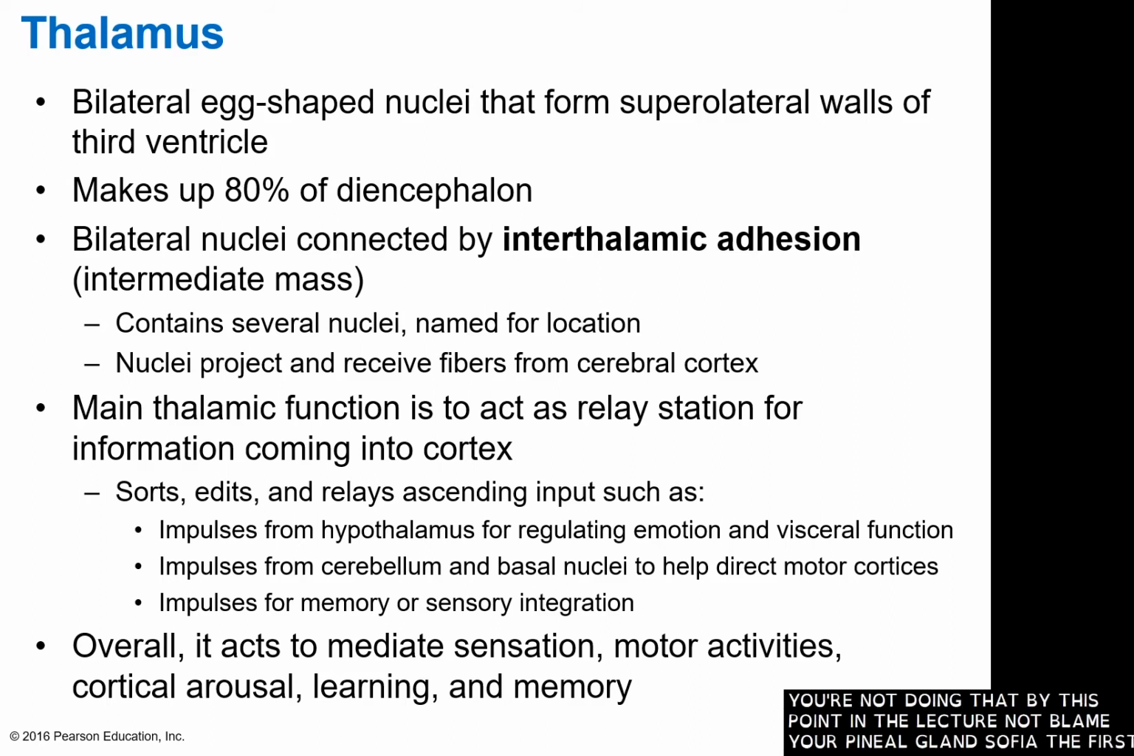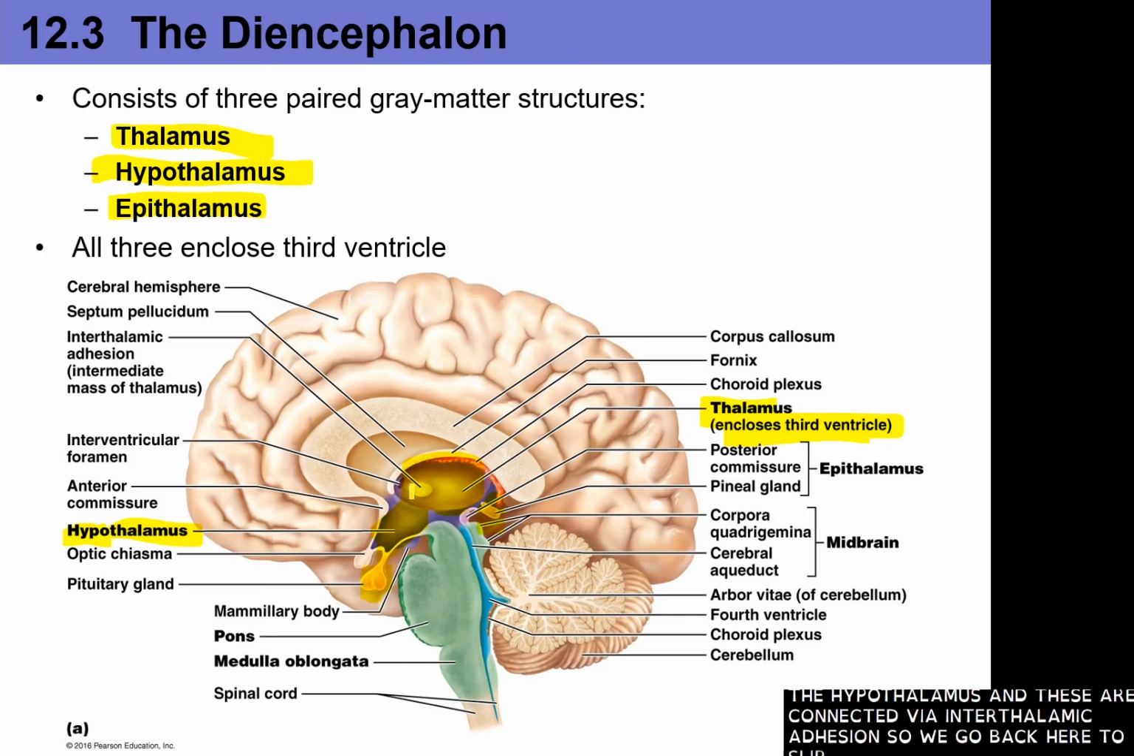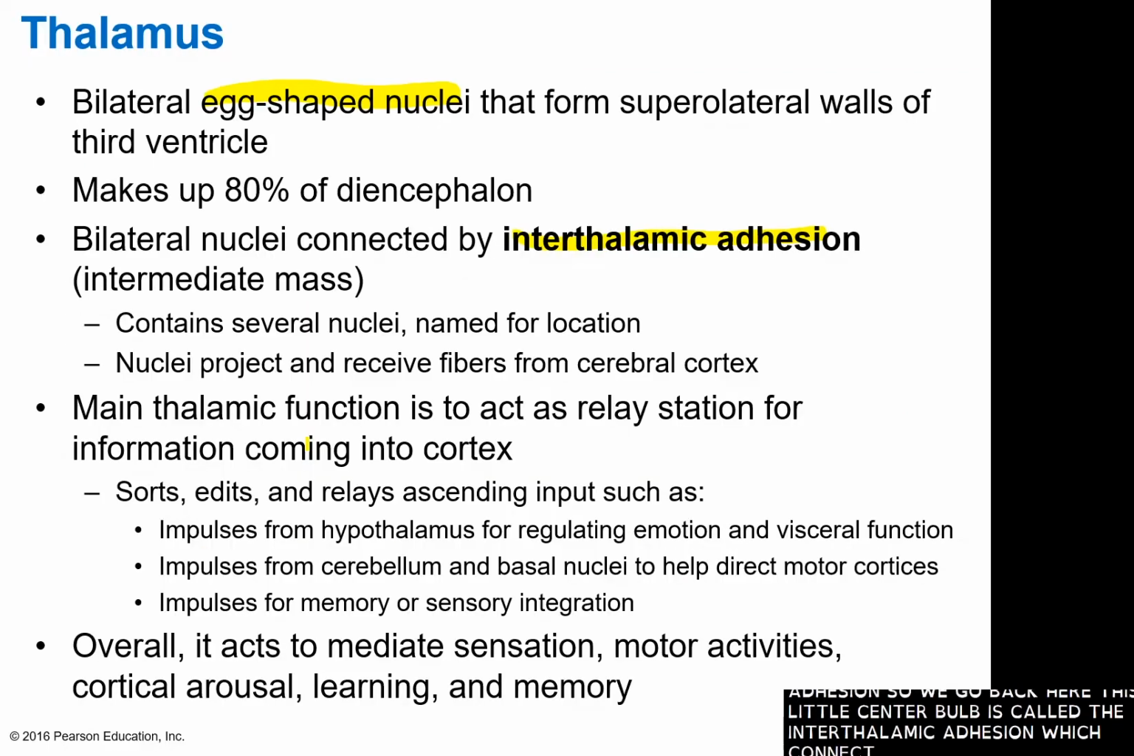So the thalamus here, again, it's that egg-shaped nuclei. A whole bunch of little nuclei make it up. Same with the hypothalamus. And these are connected via the interthalamic adhesion. So if we go back here, this little center bulb is called the interthalamic adhesion, which connects it. So bilateral nuclei, meaning there are two. They connect the left and the right side. So several nuclei here, they're named for the location, and they receive fibers from the cerebral cortex.